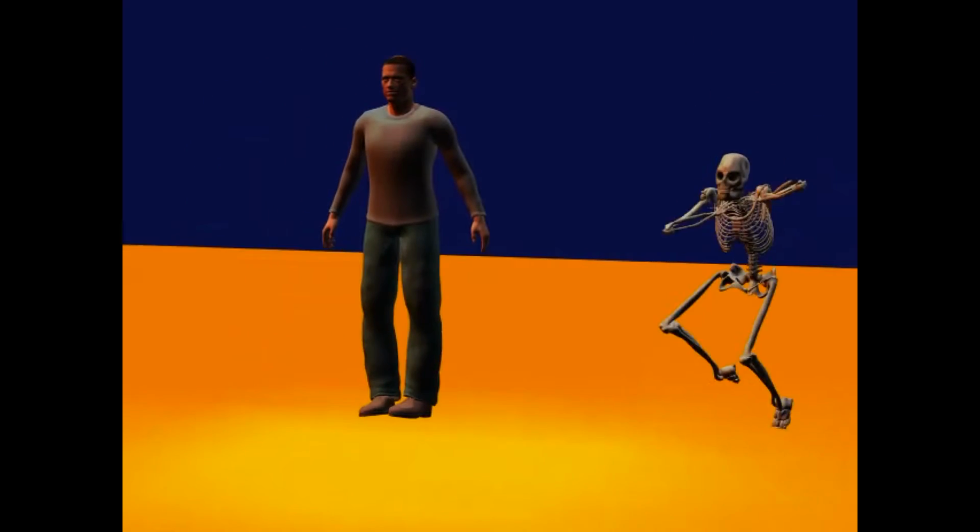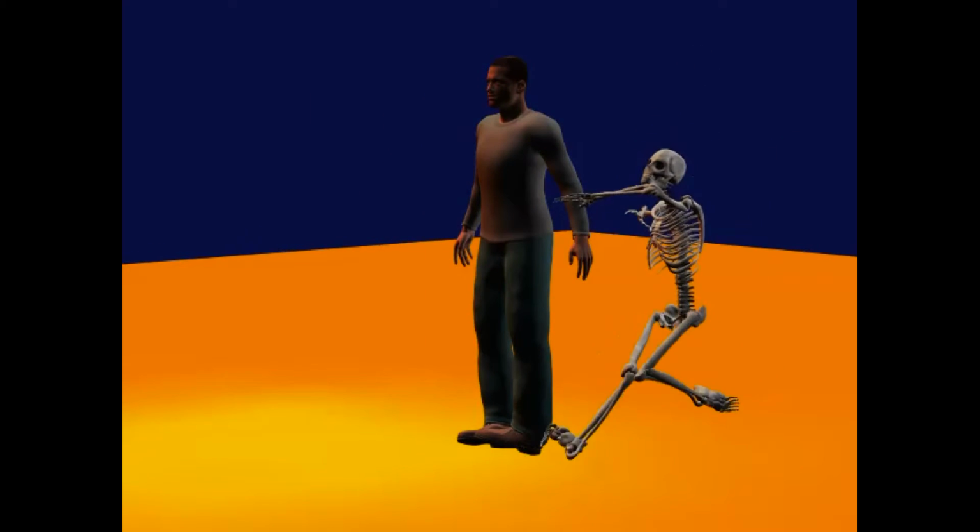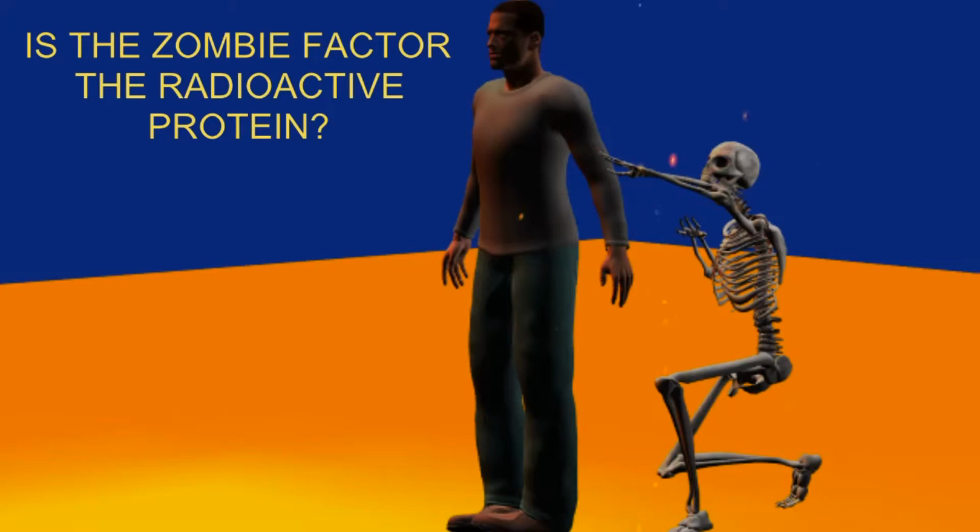After zombie number 1 transmits the zombie factor into a person, there is no radioactive sulfur, thus no radioactive protein, which is identified from the person. The radioactive protein still exists, however, in the zombie's bones.